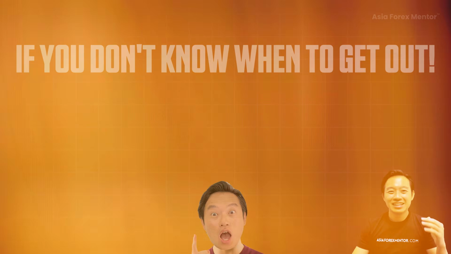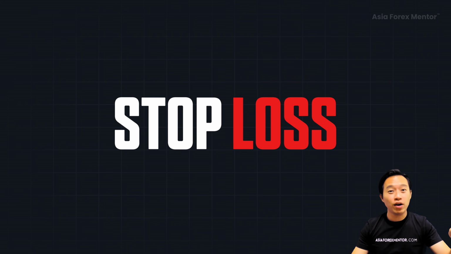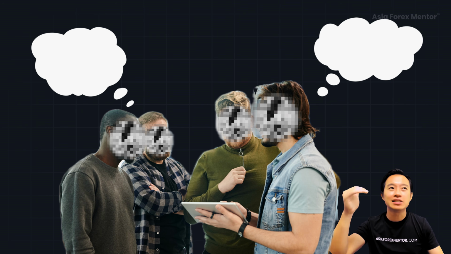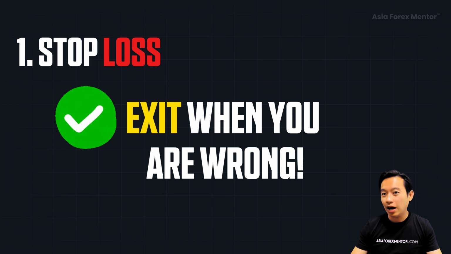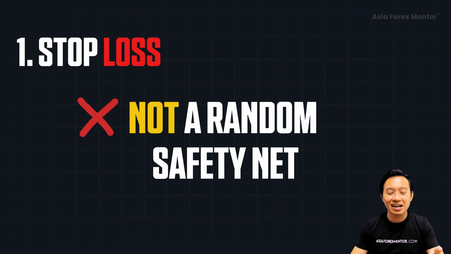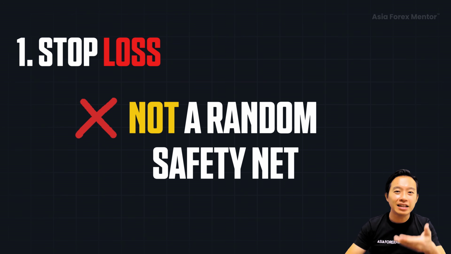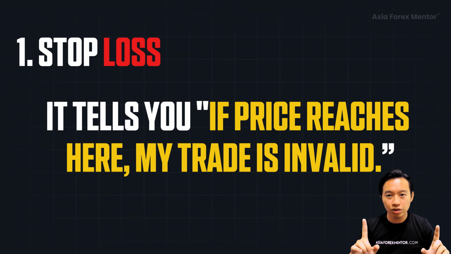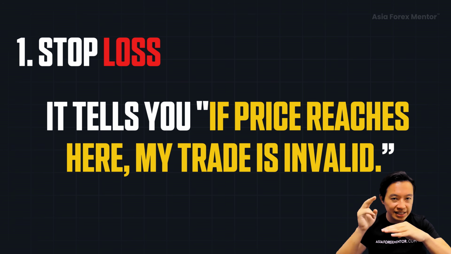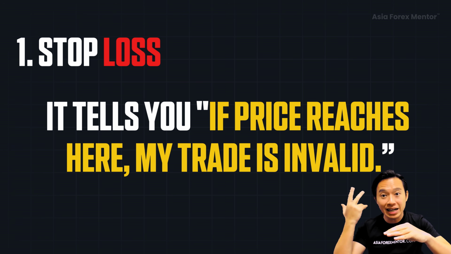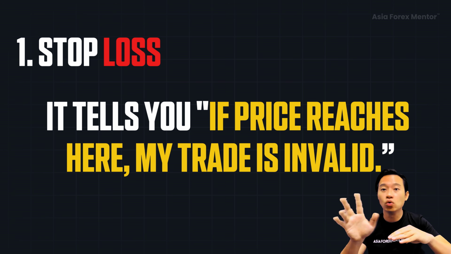First one, stop loss is also a way of getting out. People always think the take profit is very important, but stop loss is also very important. Stop loss is when you exit when you are wrong. You are not right all the time. So stop loss is not just a random safety net. Your stop loss tells you, if price reaches that level, then my trading idea that I had at that point is no longer valid.